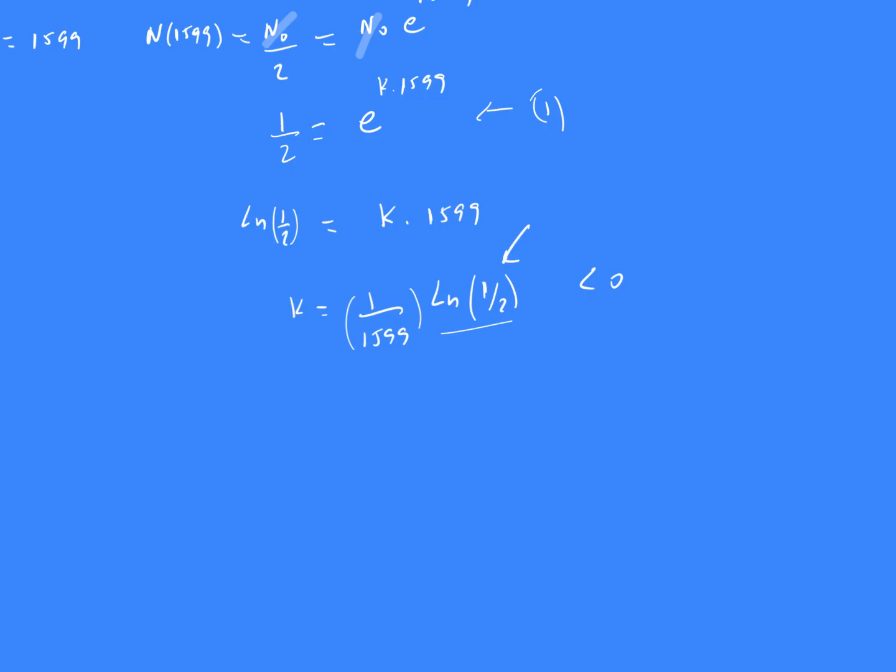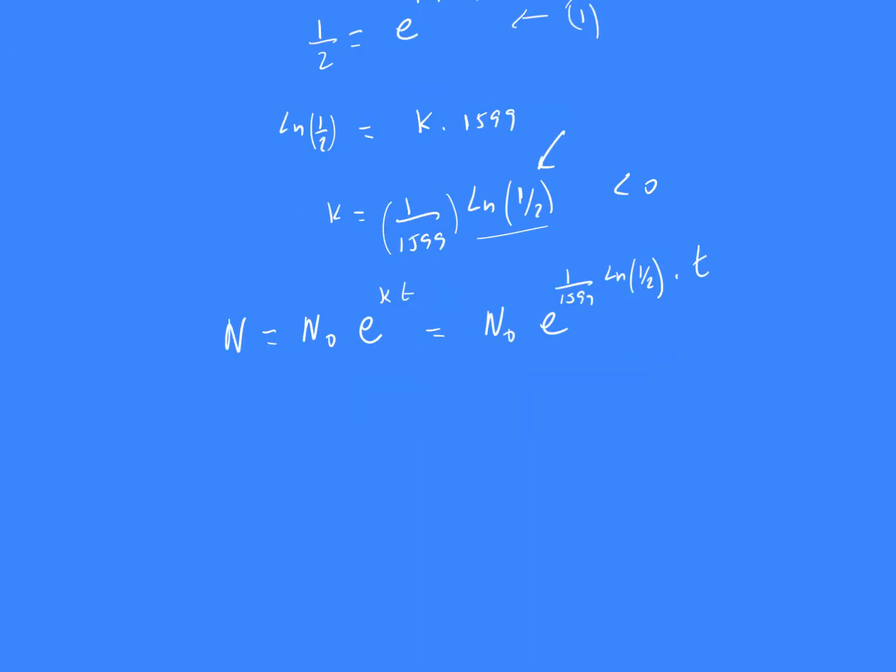So what will be the solution? The solution will be n equals n0 e to the kt. But k is, well, let's go right here, kt. So it will be n0 e to the k, and we already know what k is: the natural log of 1/2 divided by 1,599, times t. Now let's answer the question: what will happen to the amount of substance after 100 years?